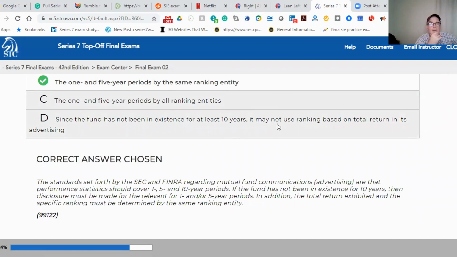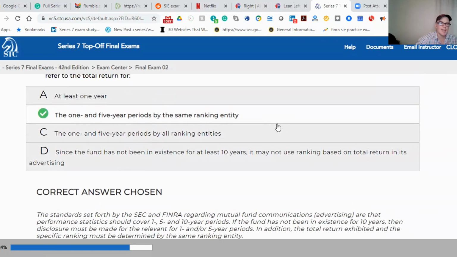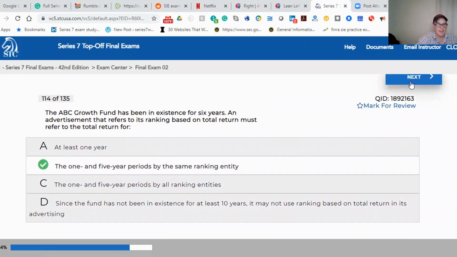So if I do rankings or ratings, I have to do 1, 5, and 10 years. If I have not been in for 10 years, then I must do at least for 1 and 5. Okay. And basically, if I do the ranking, if it's a specific ranking, I have to show the rankings for the same period. I can't switch them up.